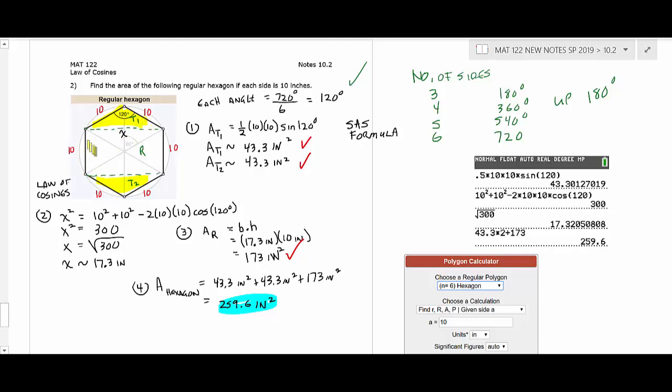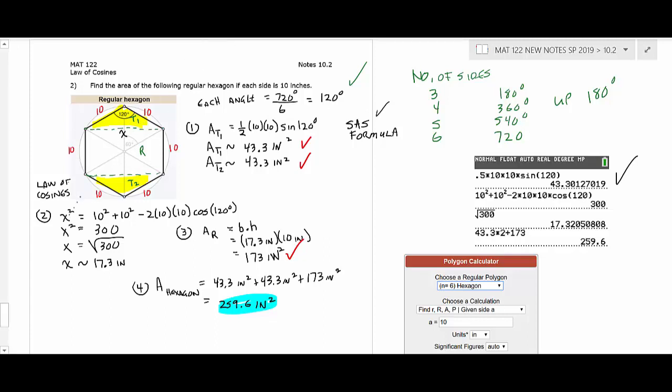Now you could break that up into two triangles if you wanted to. There's just no need to do that, I don't think. So this is how I did this. By using the side angle side formula, I do 1/2 of the product of the sides, 10 times 10, and the sine of the angle in between. So when I did that calculation, you can see how I did this on the calculator. I got 43.3 square inches. So that's what the area of those two triangles is.